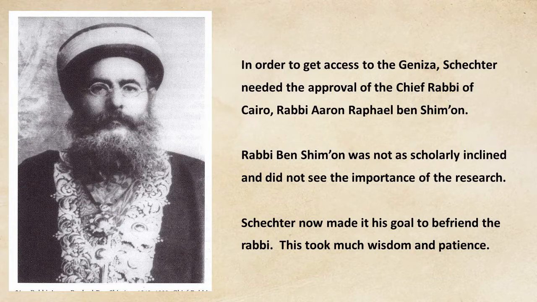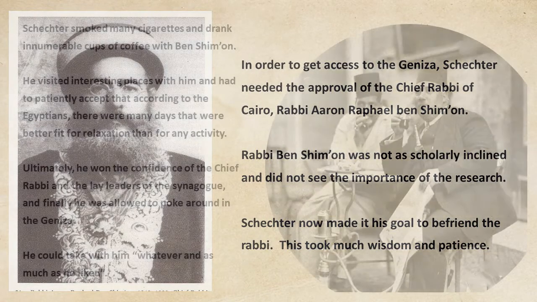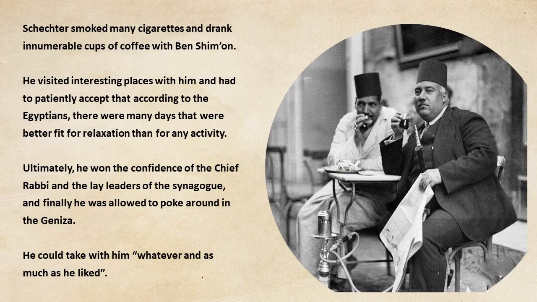Rabbi Ben Shimon was not as scholarly inclined and did not see the importance of the research. Schechter now made it his goal to befriend the rabbi. This took much wisdom and patience. Schechter smoked many cigarettes and drank innumerable cups of coffee with Ben Shimon. That makes me feel like having coffee right now, but I have to wait. But yeah, just wasting time and befriending him and doing everything that the rabbi likes to do. It's probably smoking cigarettes and drinking coffee, right?